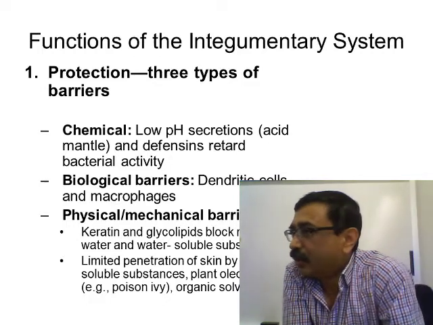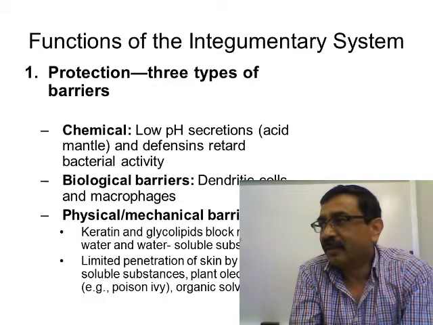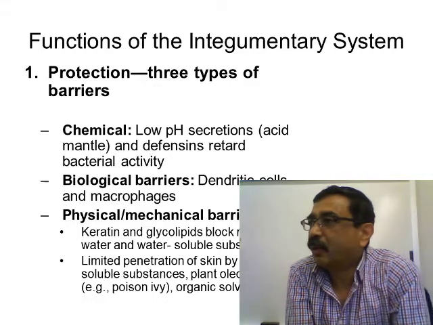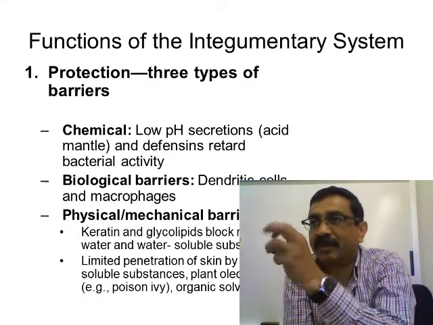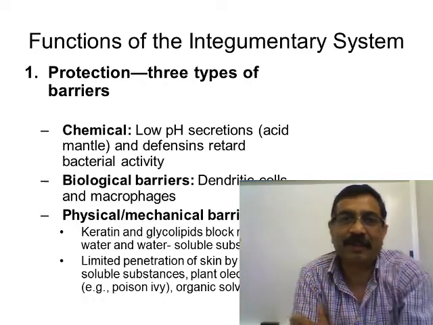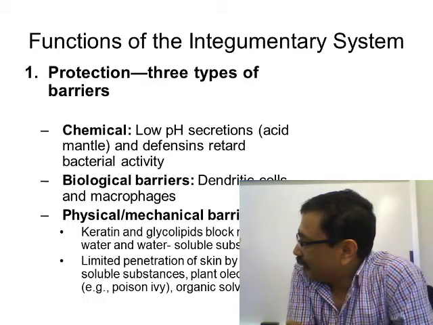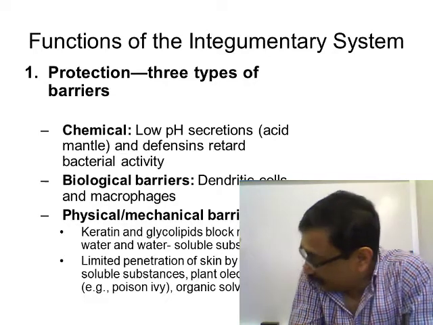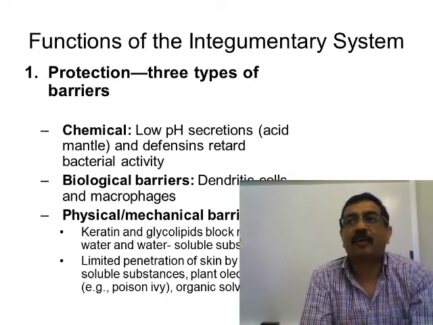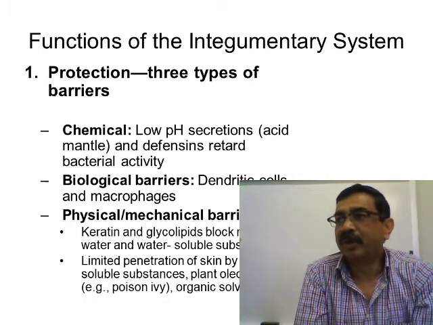Especially these two chemicals, keratin is a highly specialized protein in the skin, and glycolipid, that means glucose and lipid together form glycolipid. So protein and glucose and lipid all are there. So these two chemicals make the skin water resistant. That means the water cannot pass through the skin, cannot enter into the body through the skin.